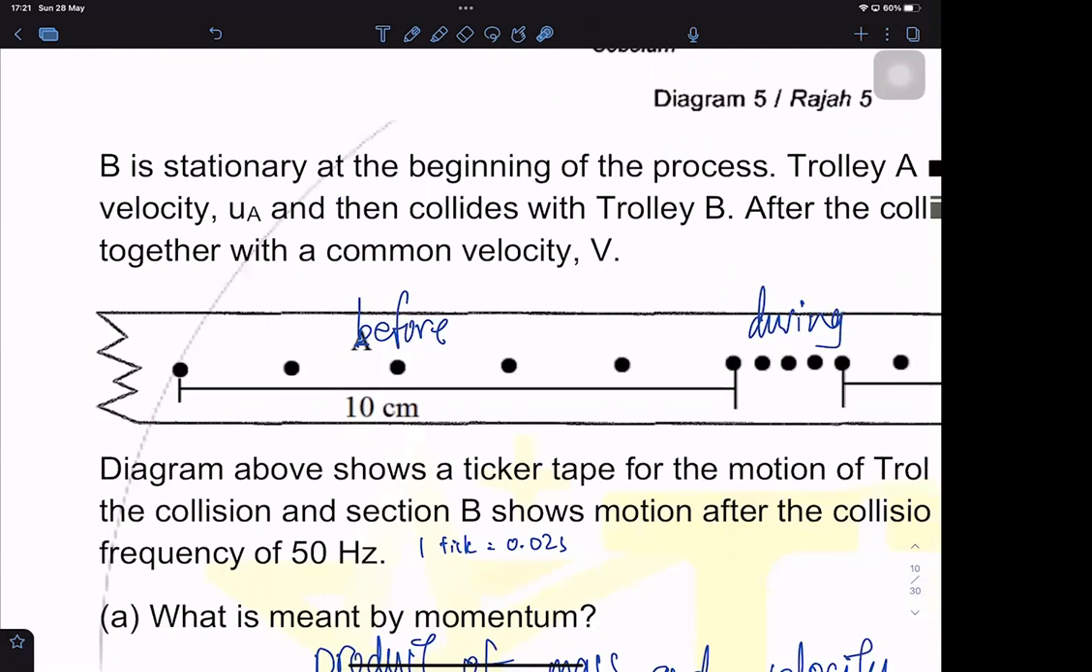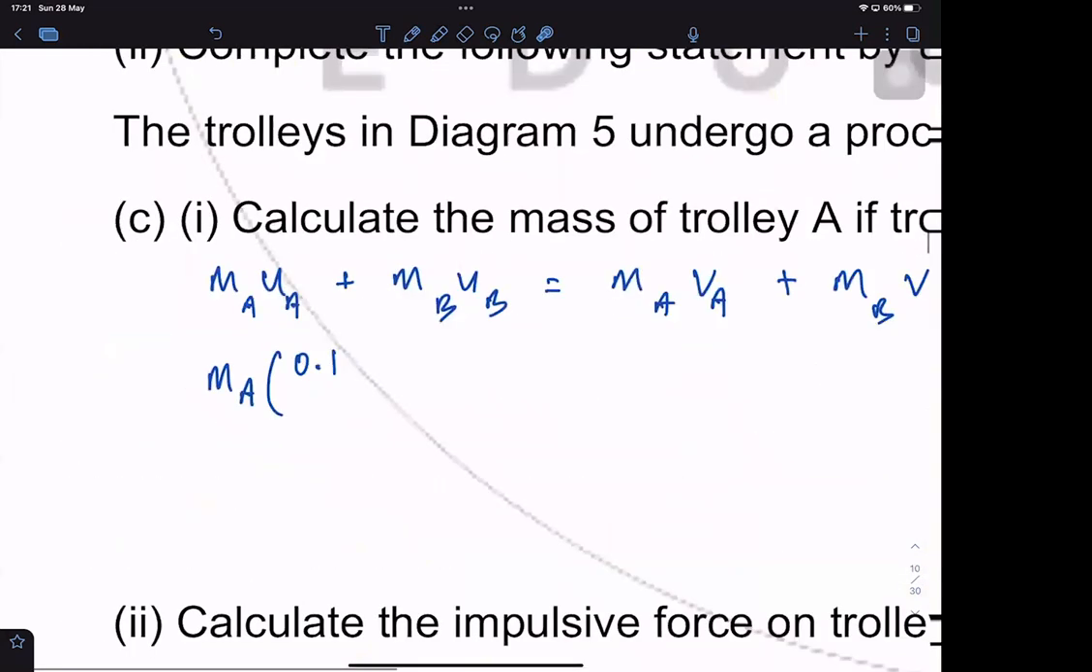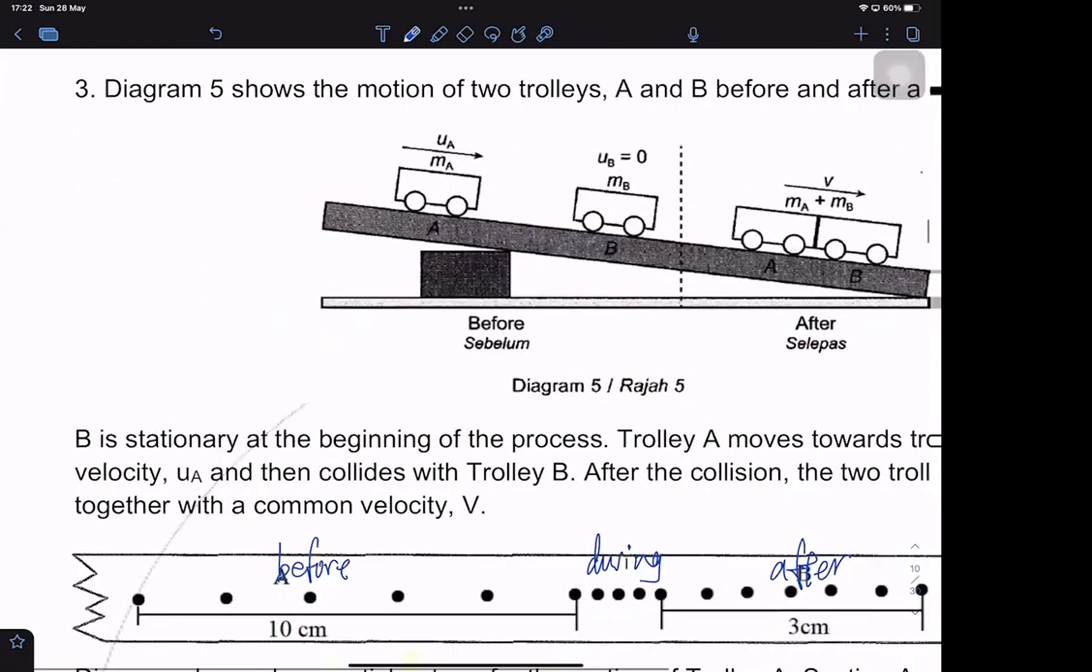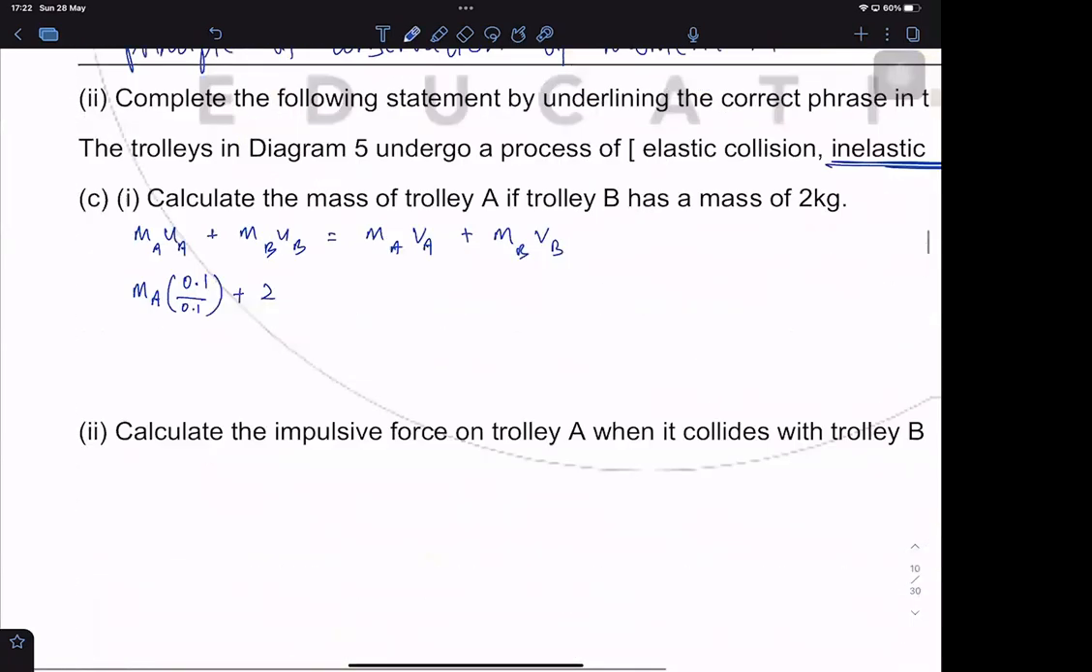How many seconds? Let's see. 1, 2, 3, 4, 5. 5 jumps. Every jump is 0.02. So 5 jumps times 0.02 is 0.1. Plus, the mass of B given to you is 2 kilograms. The initial velocity of B at the start, B is not moving. Initial velocity is 0.